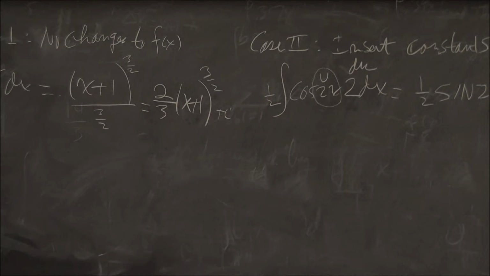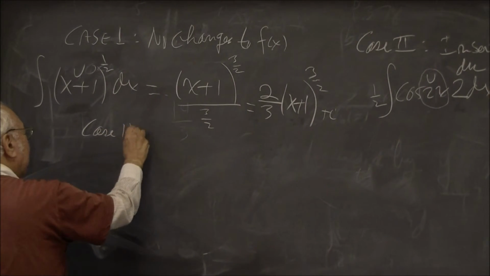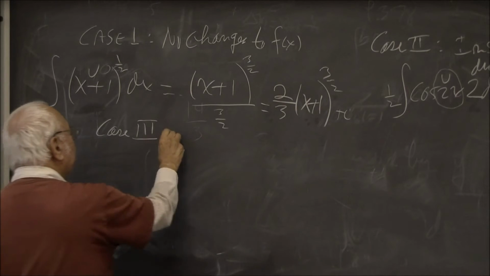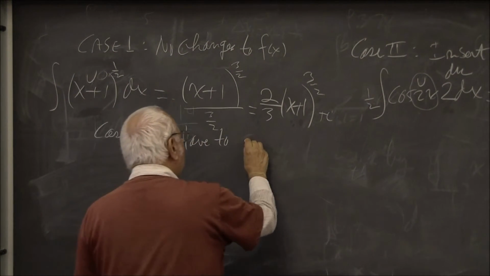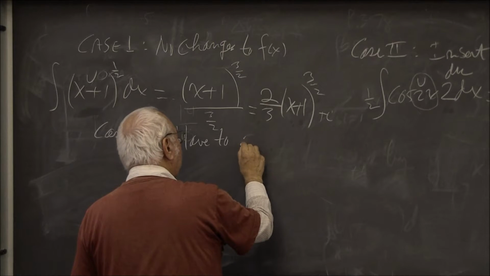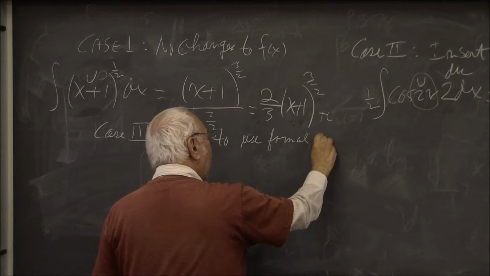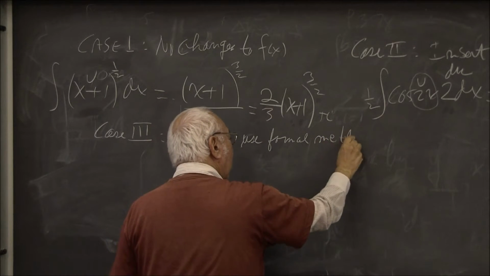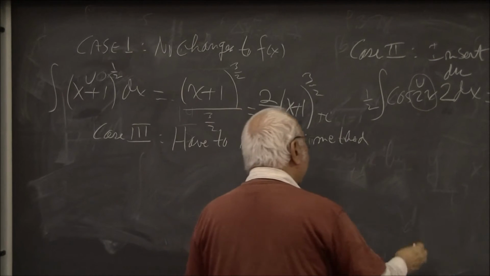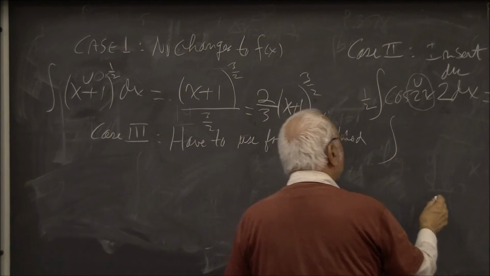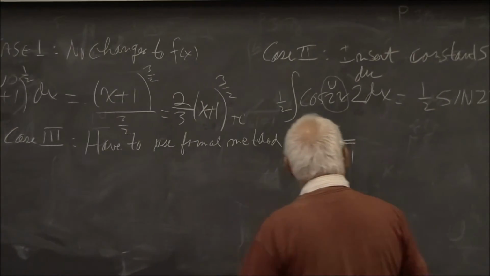The third case means that you have to use a formal method. Here's an example of what I call case 3. You have the integral of x over the square root of x minus 1, dx.